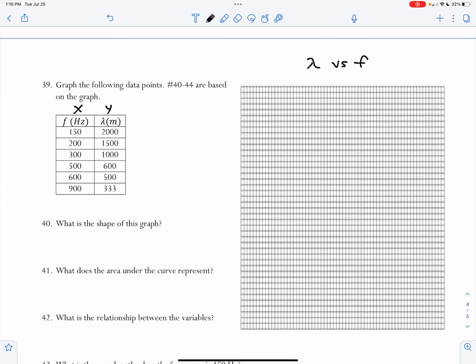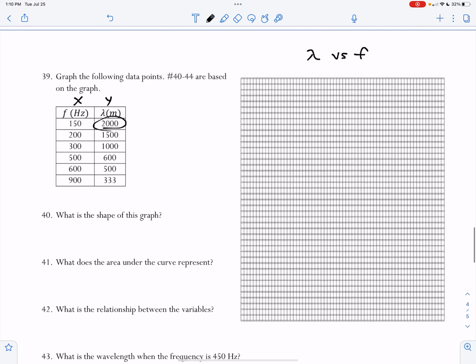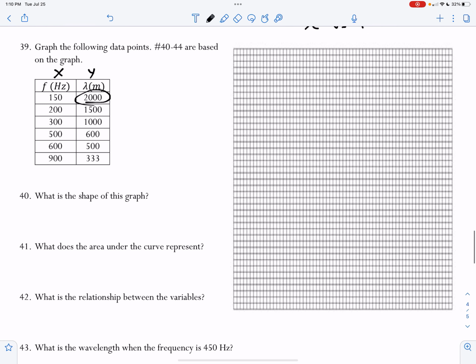Okay. Now, again, just like we've been doing, we've got to come up with our range. We've got to come up with our scale and our interval of boxes that we're going to skip to do this. So if you look, my largest lambda, my largest wavelength, is 2,000. So I've got to get up pretty high to do that. So I'm thinking, it's the same number of boxes going up, about 40 something boxes going up.